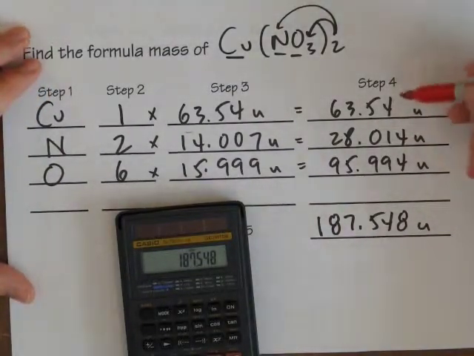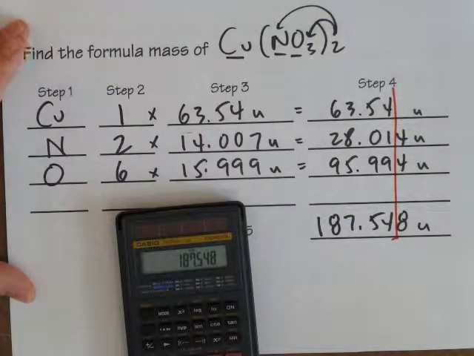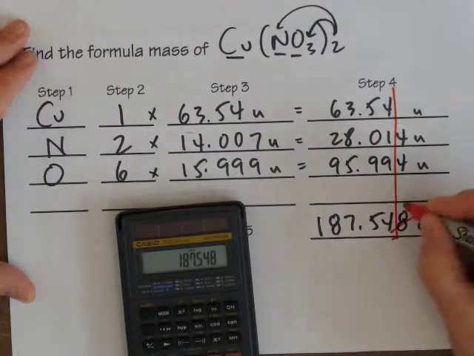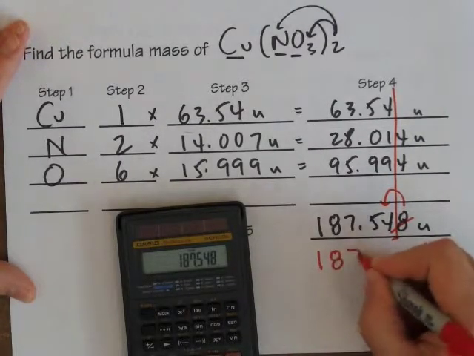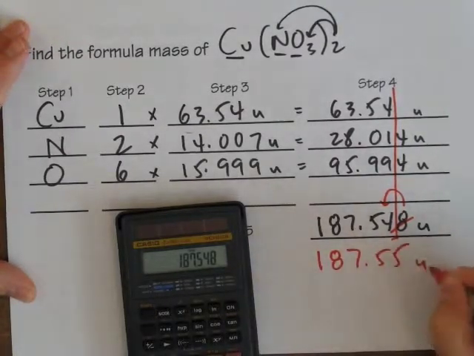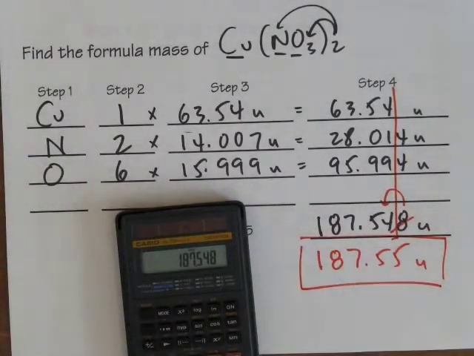calculation. And when you add or subtract, the rule is to chop off your answers after the fewest places after the decimal point, which in this case is 2. So when I chop off this 8 before it goes away, it's going to round up that 4 to a 5. 187.55 atomic mass units. That's the mass of one formula unit of the compound copper nitrate.